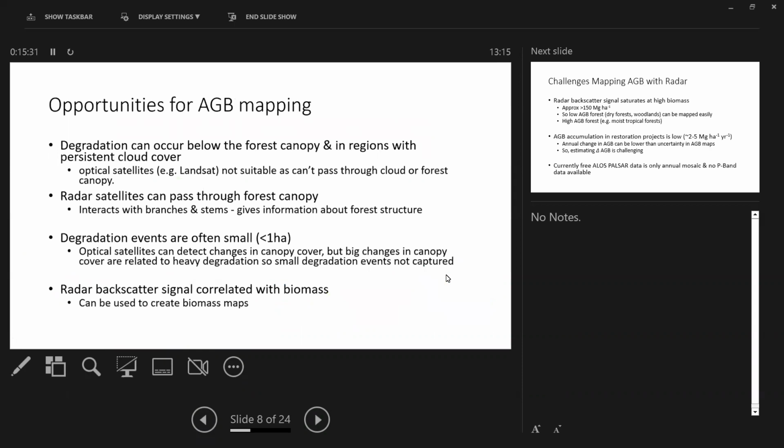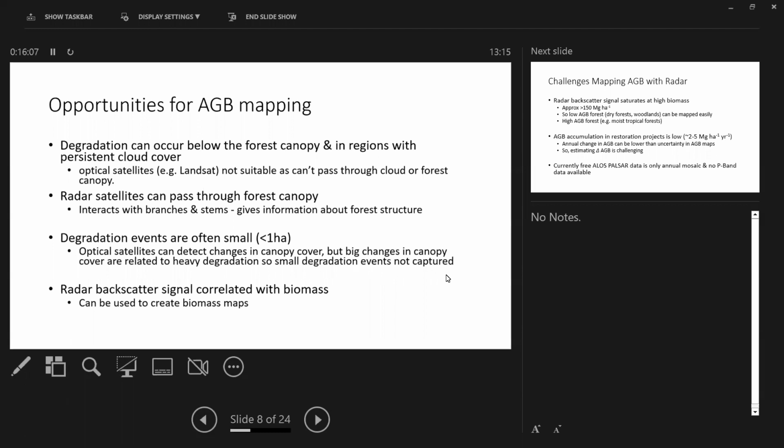So in terms of the opportunities for biomass mapping, as I said before, degradation can occur below the canopy and in regions with persistent cloud cover, which means that optical data often isn't suitable for these sorts of measurements, because that really is just surface reflections. Whilst there are certain ways of looking at changes in canopy cover that might be related to degradation through Landsat, it can't pass through clouds, and it can't pass through the canopy. So using radar is a great opportunity for that, and it interacts with your forest structure.